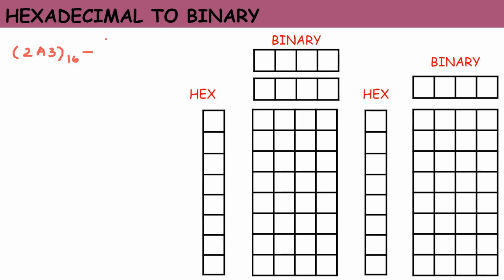Each digit of this hexadecimal number is represented by 4 bits in binary. Why 4 bits? Because 4 bits in binary is sufficient to accommodate the hexadecimal numbers from 0 to 9 and the equivalent numbers from 10 to 15, that is the letters A to F, which is equivalent to 10, 11, 12, 13, 14, 15 respectively. So it is sufficient to accommodate these values.